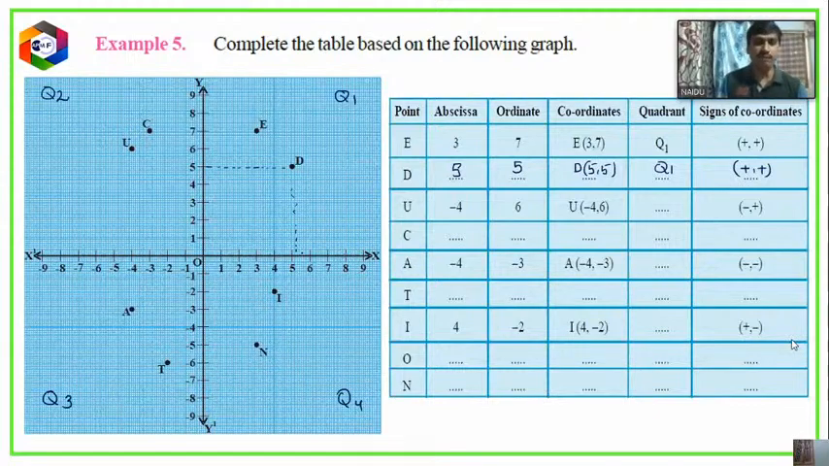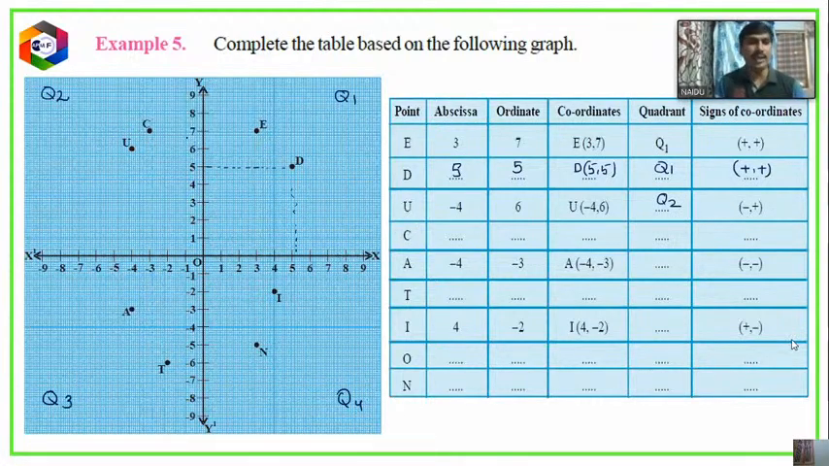Now I'm going to fill the second one. That is U. Observe this one. This is along the negative x-axis 4 units, positive y-axis 6. So (-4, 6). The quadrant is Q2. Now this is minus comma plus.